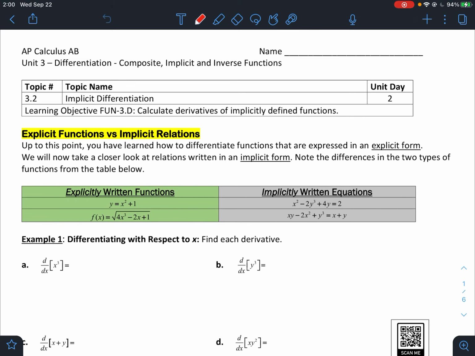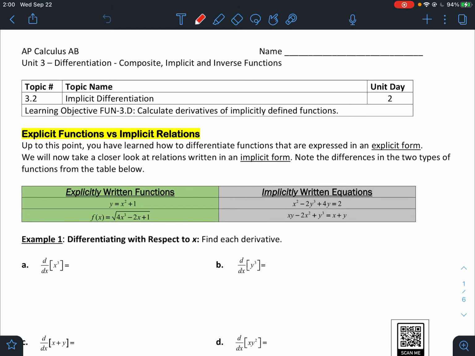Recently, we looked at taking derivatives using the chain rule, and that's going to lead us right into our next topic here, which is called implicit differentiation. Okay? So first of all, what does implicit differentiation mean? Let's take a look at explicit versus implicit.